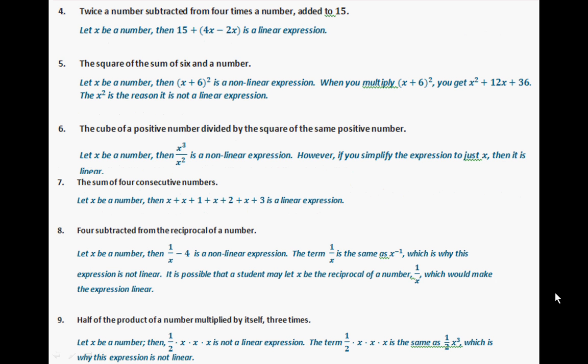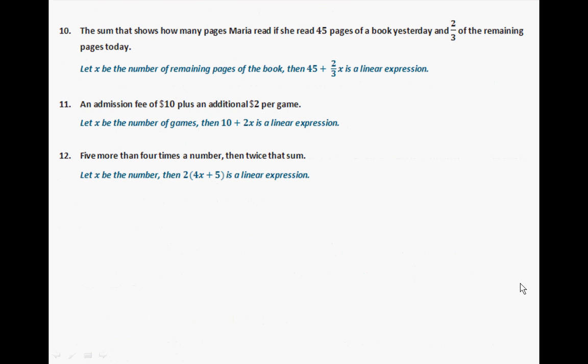And here is 4 through 9. Once you're done checking that, continue the video. And here is 10 through 12. And remember, if you have any questions, you can always bring them to class and ask.